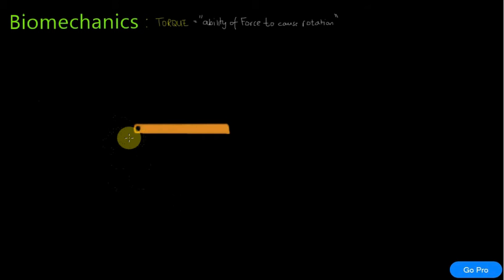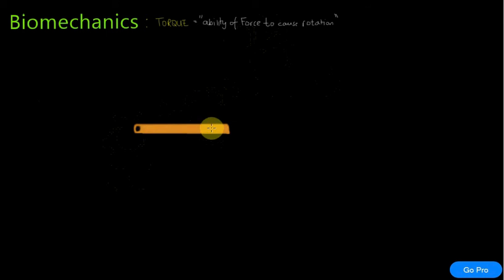So torque by definition is the ability of a force to cause rotation. So there's two things that we already know. Force is a vector quantity, meaning that it has both magnitude and direction. So the size of the force and the direction in which the force tends to act will be really important when we talk about rotation. And the second factor is that we have rotation. Rotation typically requires something to rotate about a given axis.